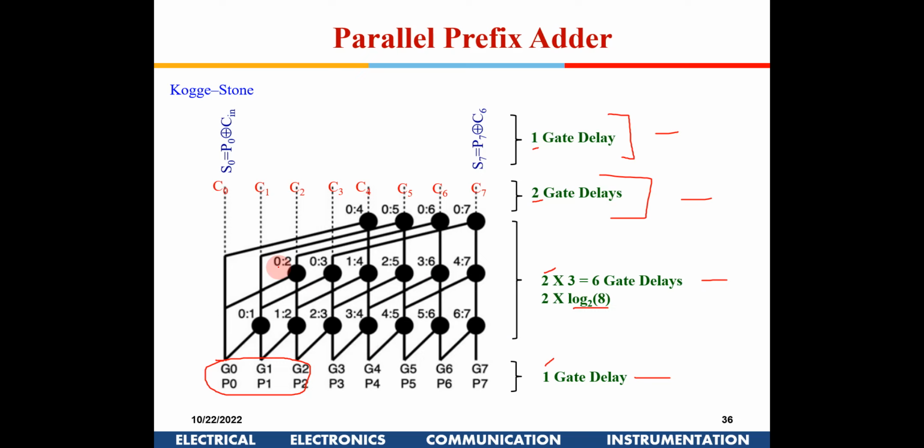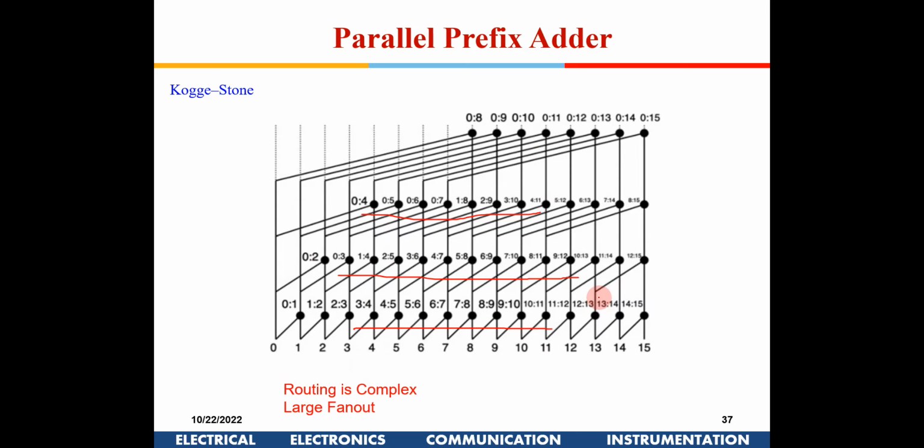So the total delay, the maximum delay, will be the addition of all these bits: 1 gate delay, plus 6, plus 2, plus 1. Correct. So now if you keep increasing the bits, the layout will increase and it becomes very complex.